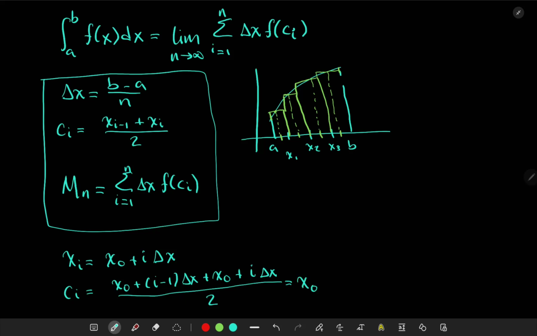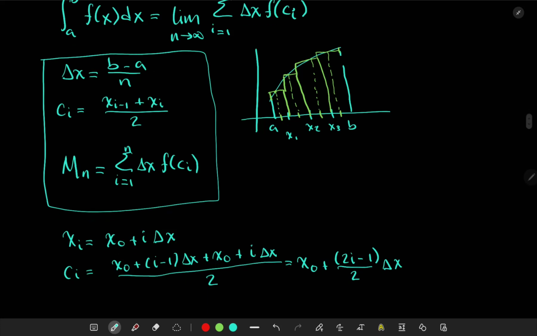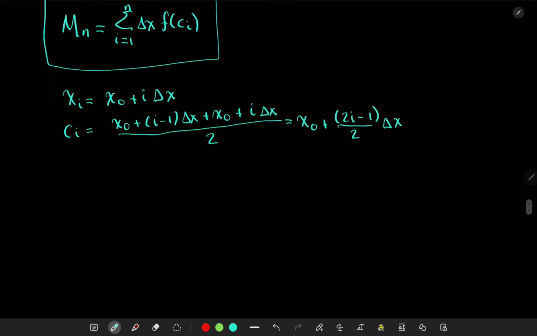So now here, we're going to have i plus i, so we're going to have 2i. I guess I need a plus, minus 1 over 2 delta x. So you could also use this formula to compute your ci's. If you don't want to write every xi and then do your averages, you could use this formula as well. All right, but these are the ones that you would need. So let's go ahead and do an example real quick.